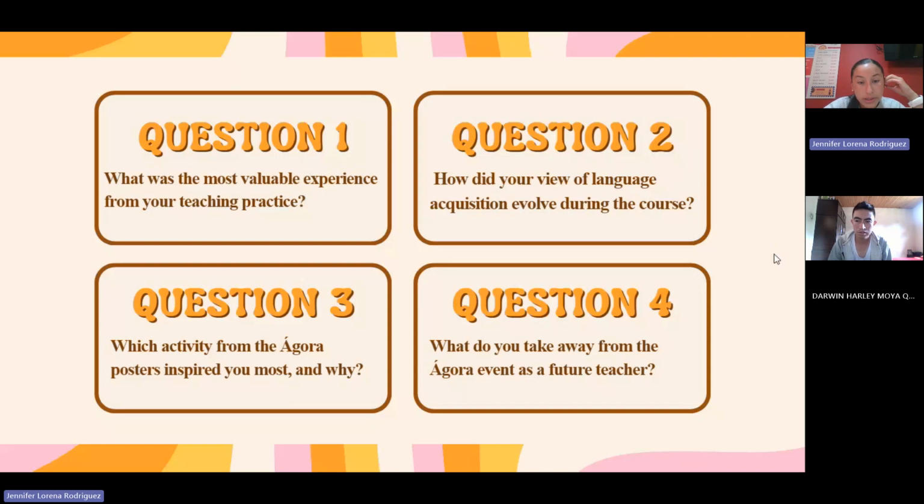And question number three, the activity that inspired me the most was the Imagine Description. This activity caught my attention because it combines artificial intelligence with oral expression, allowing students to describe a generated image and practice vocabulary, prepositions, and useful structures in a creative way.